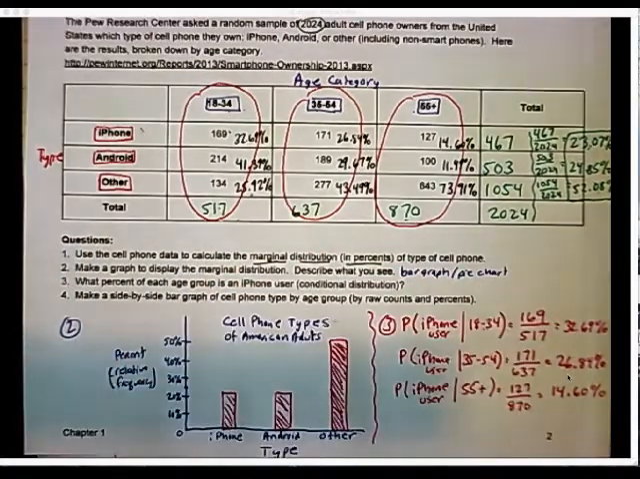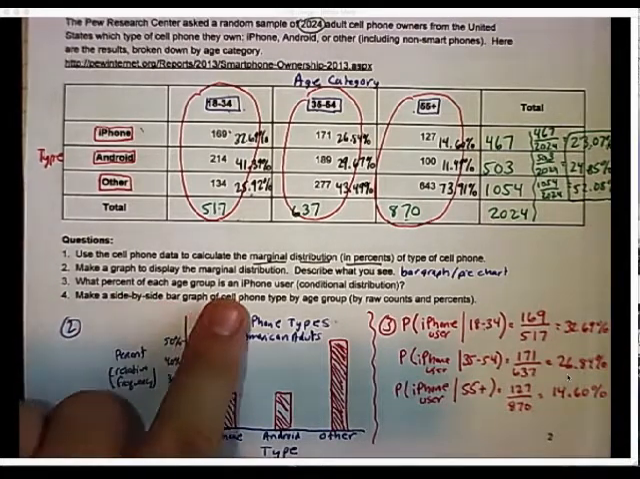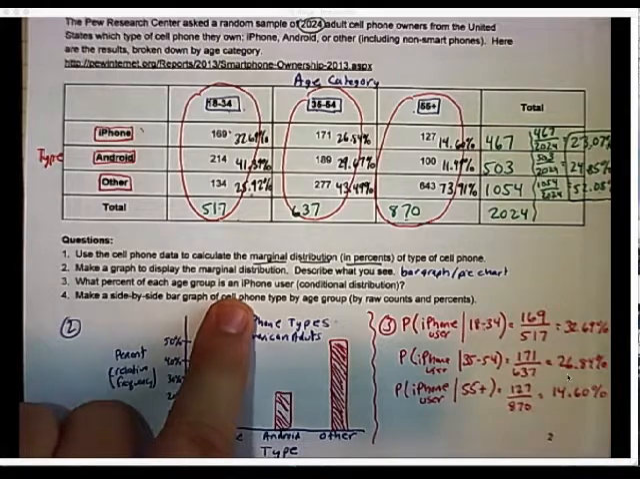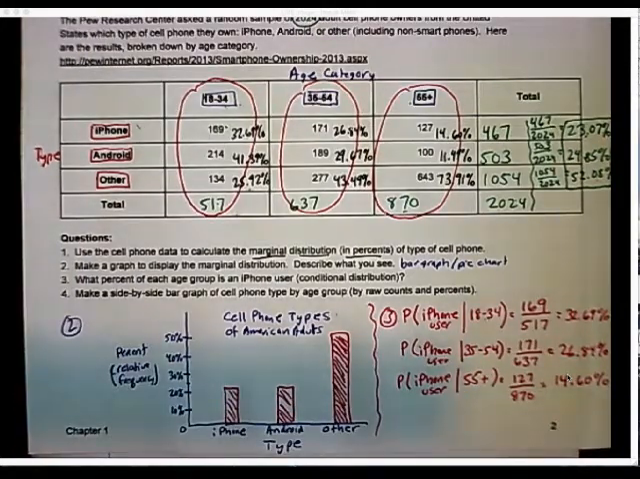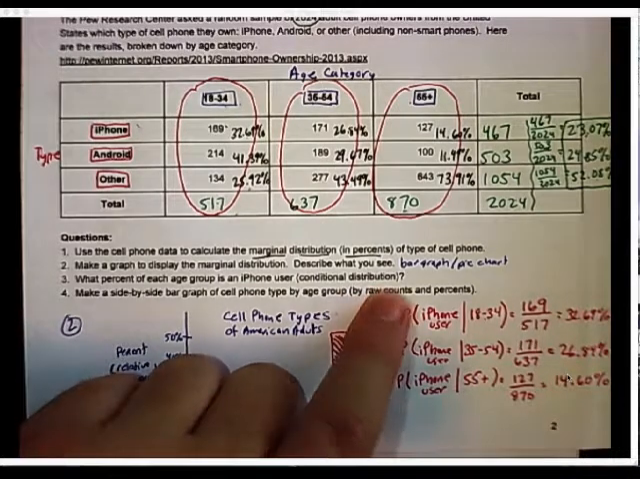So the next question, it says, what percent, or excuse me, we just did this one. What percent of each age group is an iPhone user? So we did that. Number 4, it says make a side-by-side bar graph of cell phone type by age group by raw counts and percents. Well, I'm not going to do it by raw counts, and I'm going to tell you why I'm not.